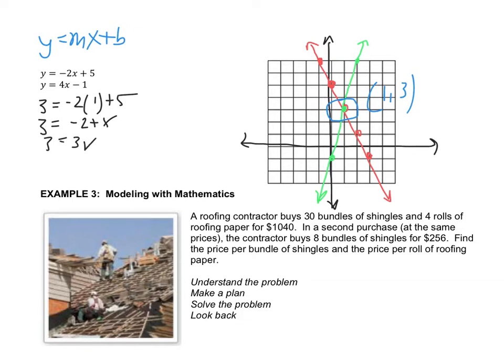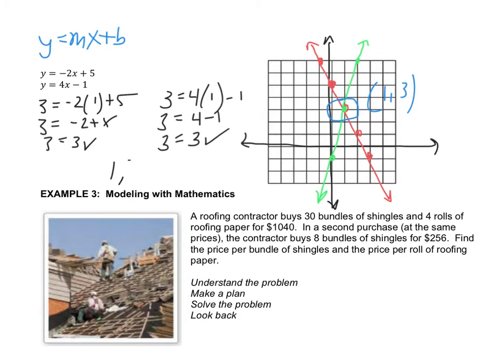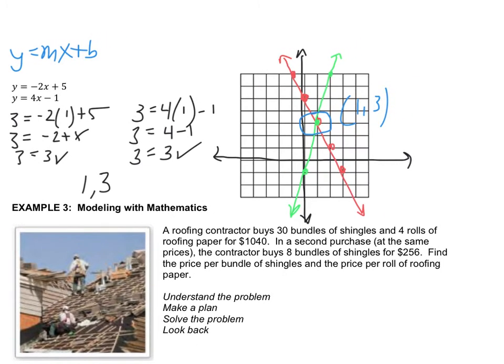And then for the second one, if 3 goes in, 4 times 1 minus 1. 3 also equals 3, so it checks. So that means 1, 3 is the solution to the system.